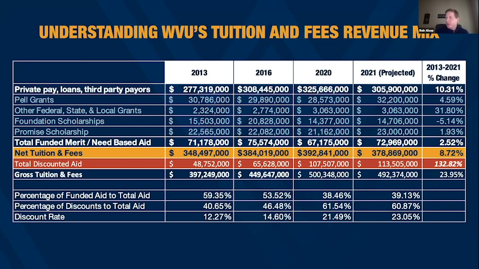The final point that I want to make as it relates to this chart goes to the percentage of funded aid to total aid. So in 2013, 60% of our aid to students was funded. That's down at 40%, so it's completely flipped right now. And so one of the things we've worked on with the foundation is to raise more money for scholarships to turn that aid into funded aid. A big part of our challenging and changing financial model is this reality.